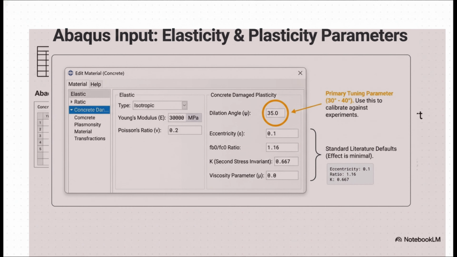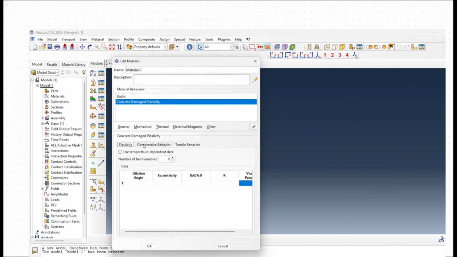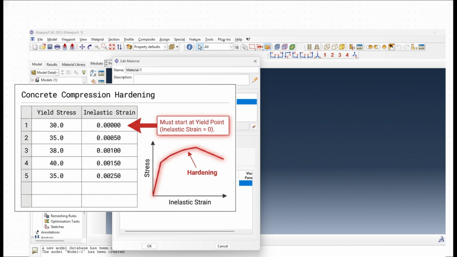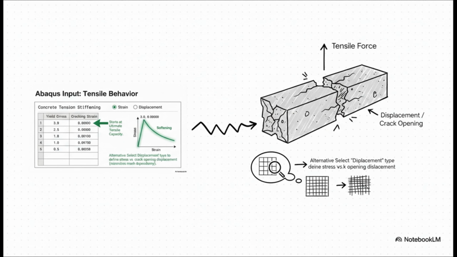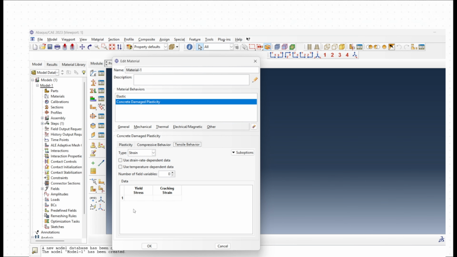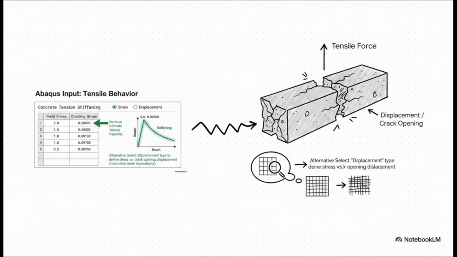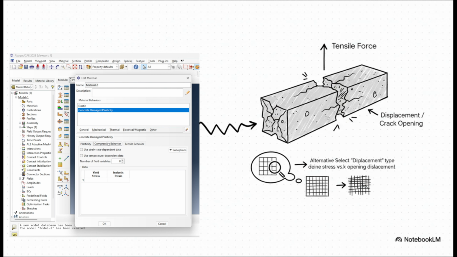Next up, under compressive behavior, you're just going to paste your data right in from your spreadsheet. The key things to remember are you're pasting yield stress versus inelastic strain, and the very first data point has to start at the yield stress, where the inelastic strain is exactly 0. And you're going to do the exact same thing over on the tensile behavior tab. Just paste in your stress versus cracking strain data. Again, this defines that softening part of the curve, starting right at the peak tensile strength where the cracking strain is 0. You might also notice that option for crack opening displacement. That's a neat trick that can help with mesh sensitivity in certain models.